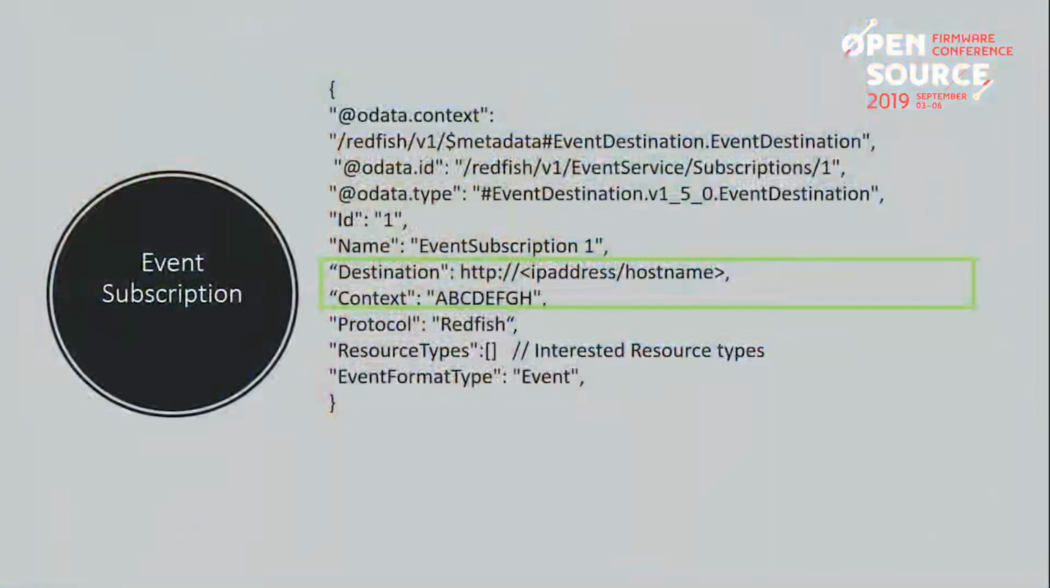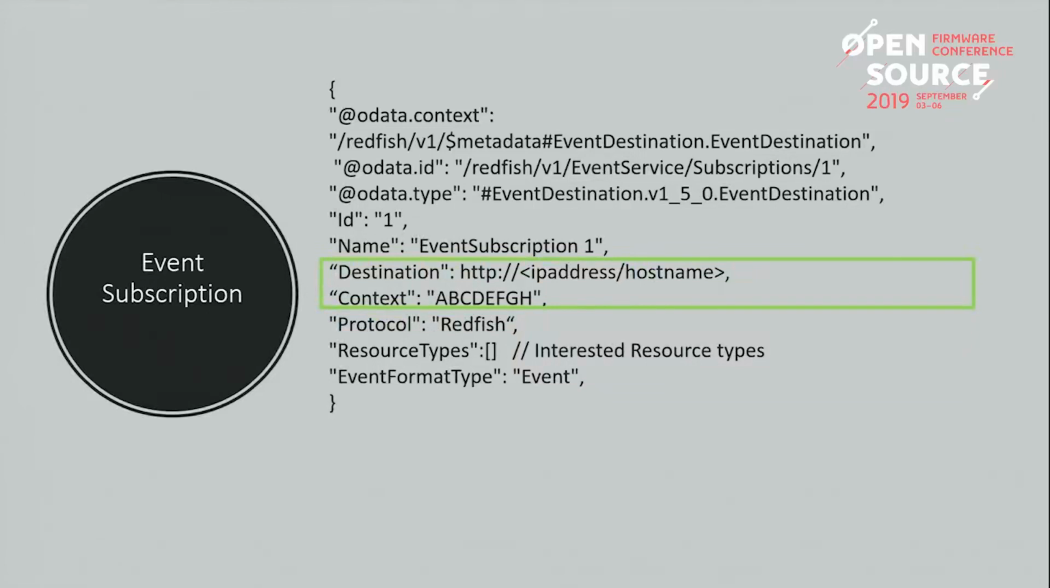Moving on to event subscription. The client can subscribe by making a POST request. While it makes a POST request, what are the parameters which it has to give? The destination, where the client wants the event sent back. Context is when you are sending the data, the client can say, okay, this is my context, and we need to send the same context as part of the response.